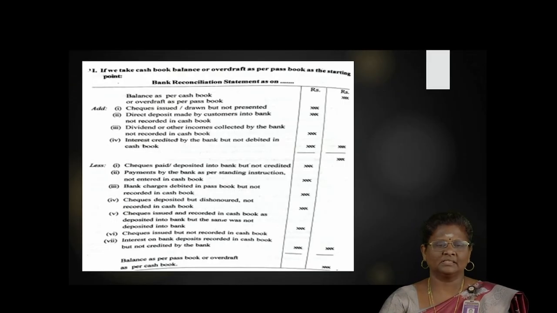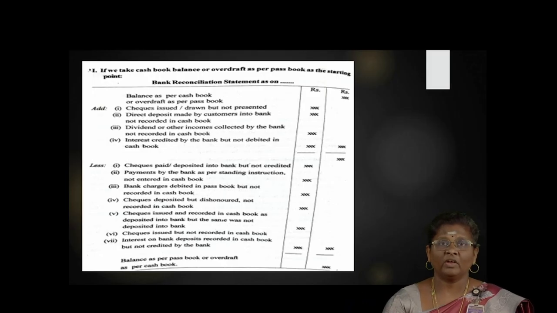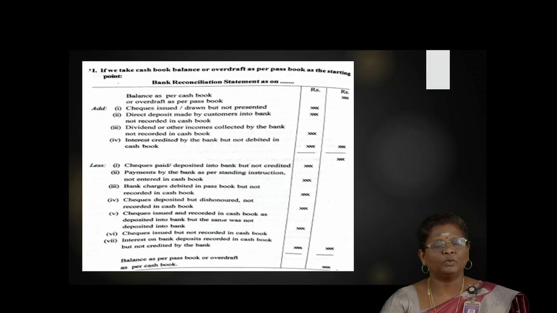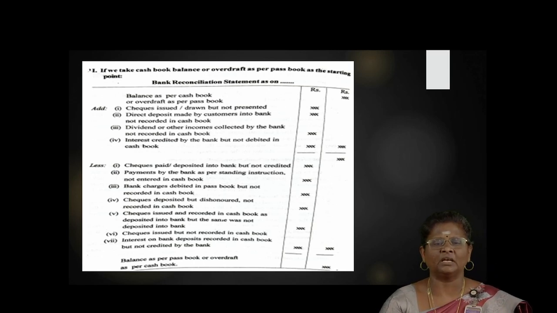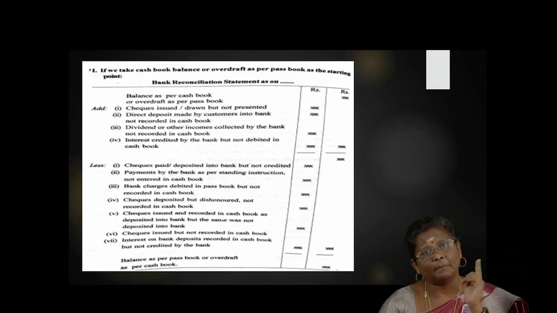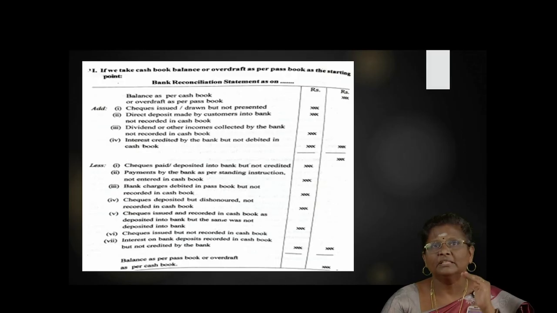The next one is, suppose we are having an example. The balance as per cash book is taken. From the balance, we have to add. Number one, checks issued. Already we have seen that we issued a check drawn but not presented, so not presented by the customer. In that case, the passbook is compared. The balance in the passbook is higher, so we have to add that amount.